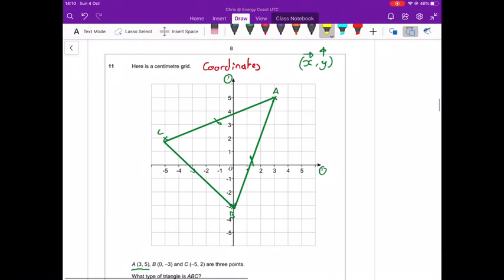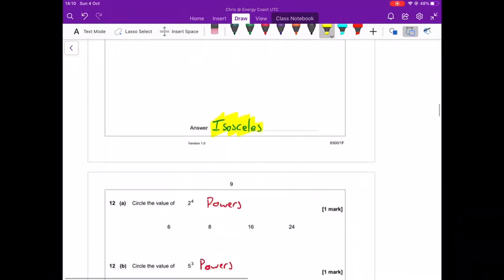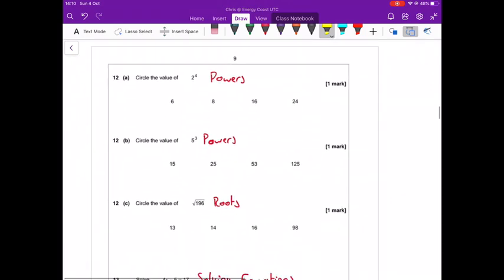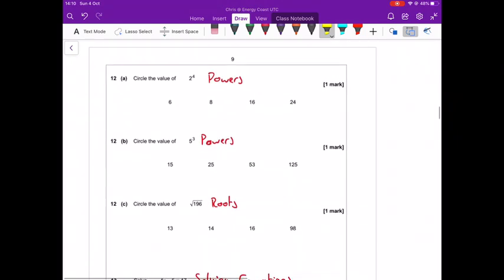All sides the same is called equilateral, and none the same is called scalene. But then you can also have a right angle triangle as well. Okay, let's keep going. Powers.